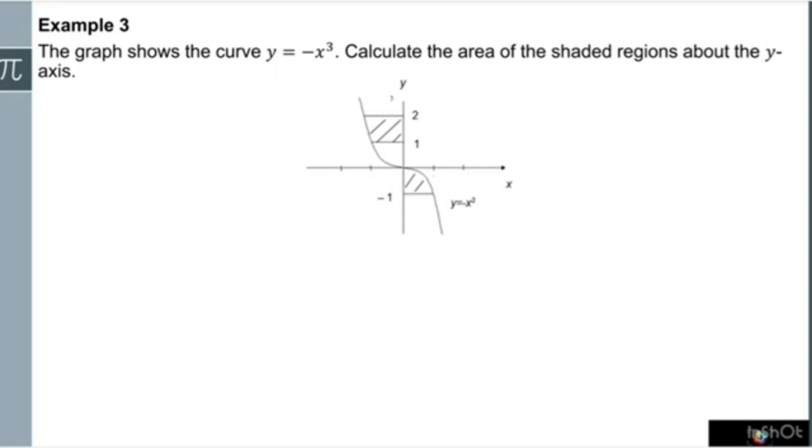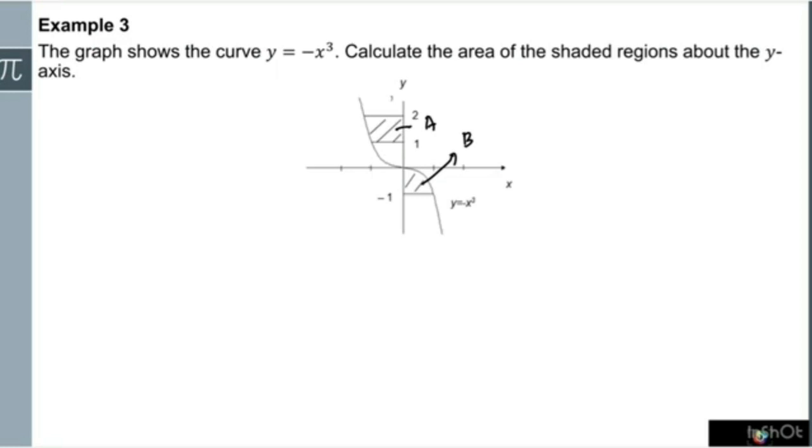Alright, so we are given a graph and regions. So we have two regions. Let's say I put this one as region A and this one as region B. The difference between region A and region B is that region A is on the left of the y-axis and region B is on the right of the y-axis, which means A needs modulus, B doesn't need modulus, right?